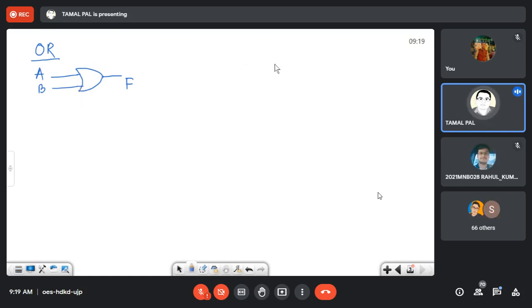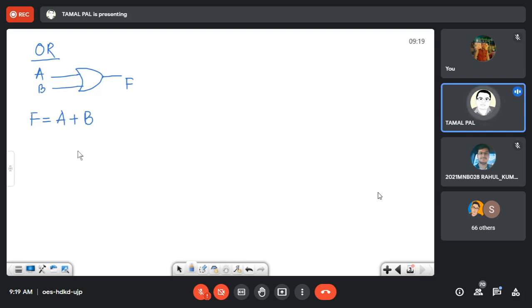Now, how to characterize the OR gate? Its representation is like this. It looks like a plus, but if I mention that it's a logical operation, you have to read it as A or B. It's not A plus B. If it is an arithmetic operation, it is A plus B. But if it is a logical operation, the symbol is the same, you have to read it as A or B. It's not A plus B.